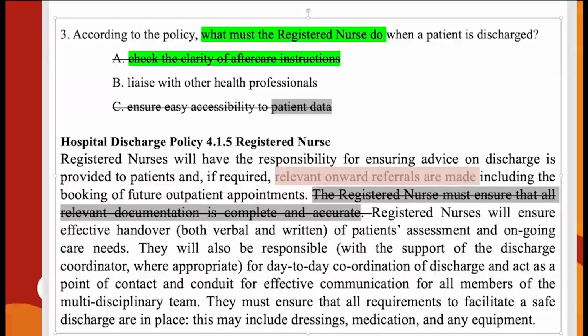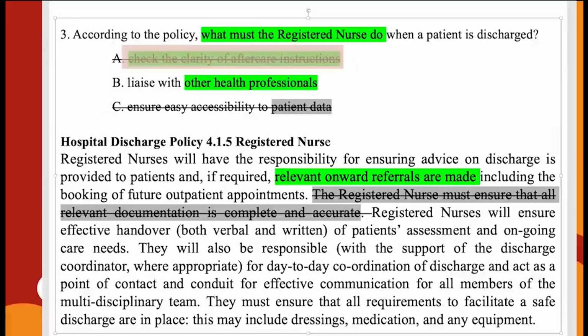Referral to whom? Some other health professional, right? You don't refer to the mechanical engineer. Referrals are always to other health professionals. And also booking of future outpatient appointments, also other. So B is correct.